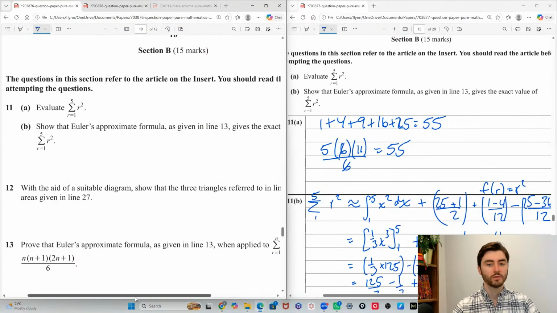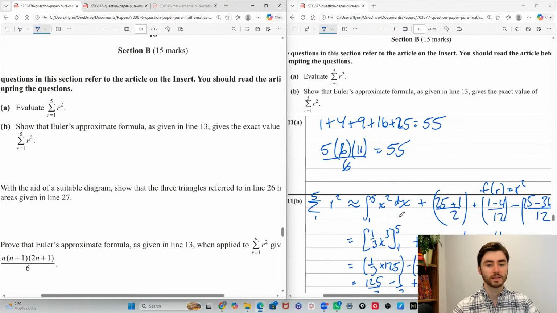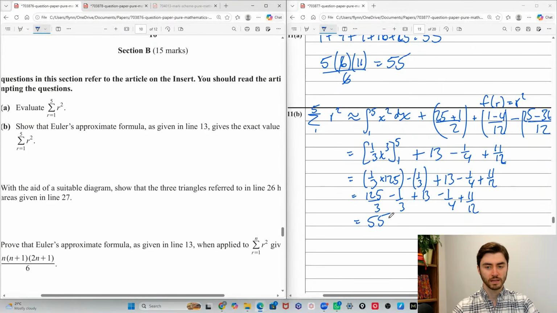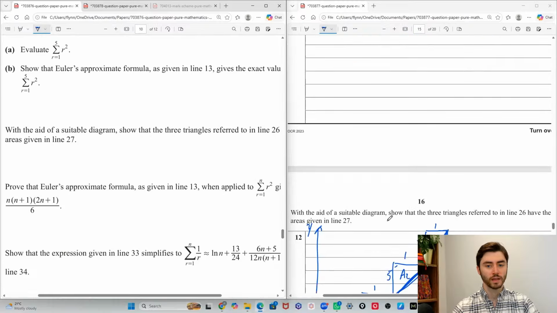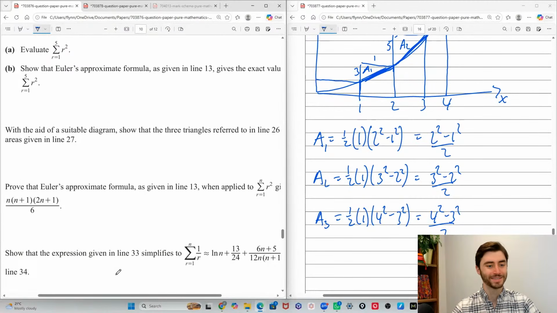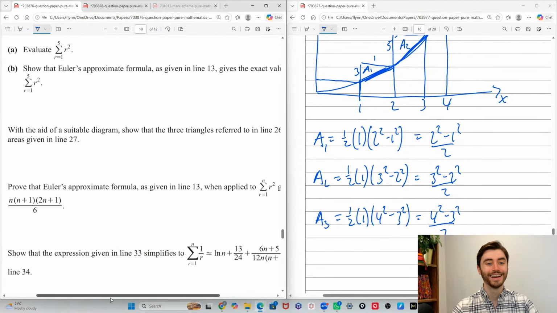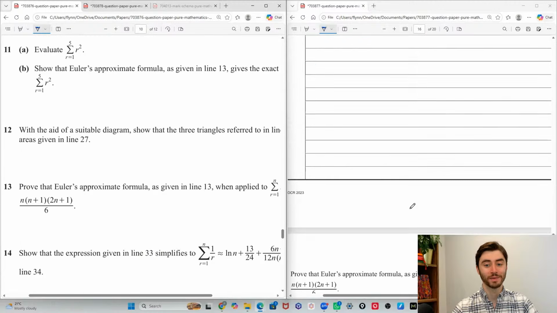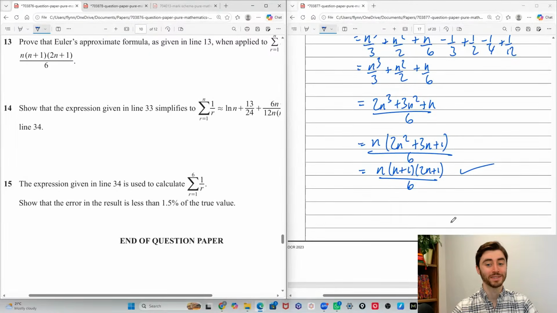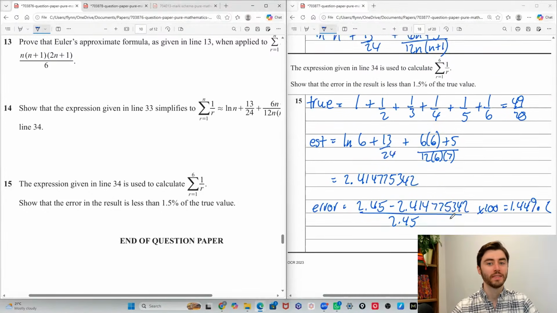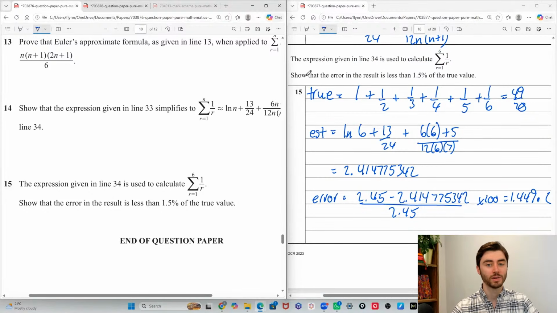Show that Euler's formula gives the exact value. Well, I did. With a suitable diagram, show that the areas, well, I did. This is the thing I really like about this part. Prove that this thing gives me that. Well, I did. Show that this thing equals this. Well, I did. And then here, show that I did.